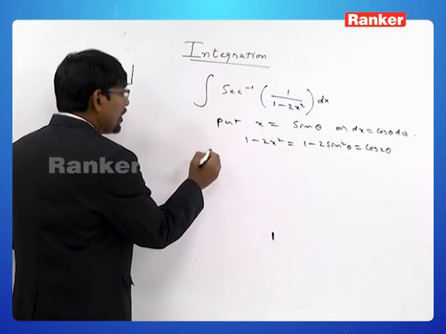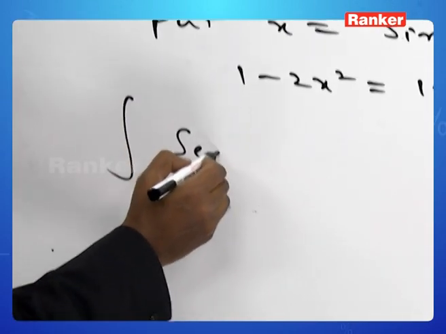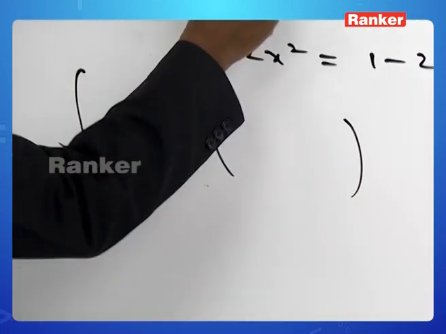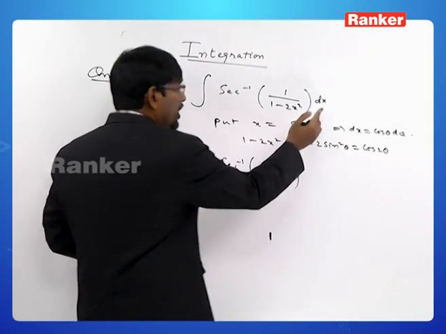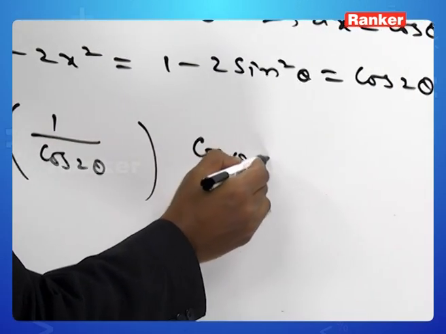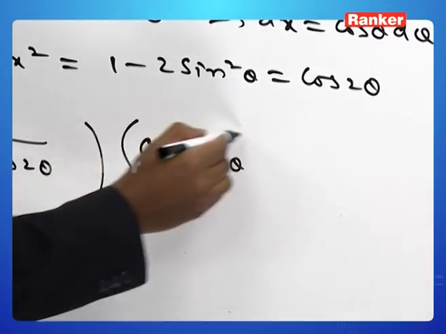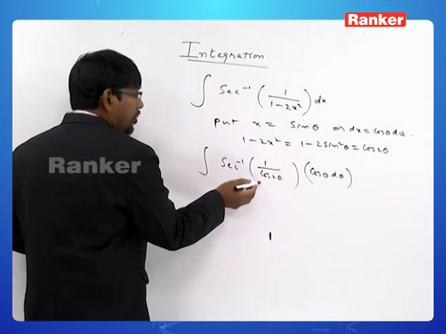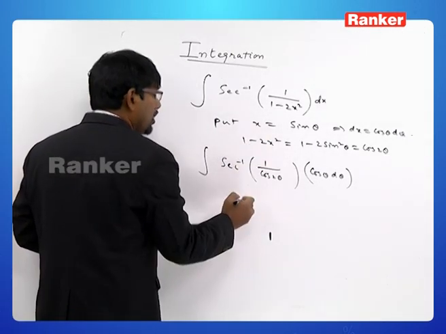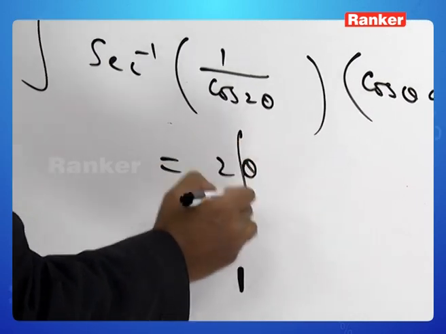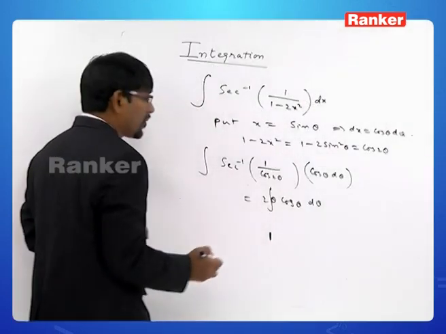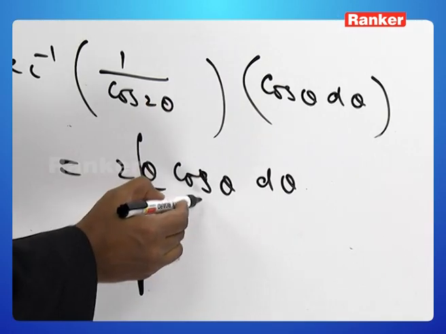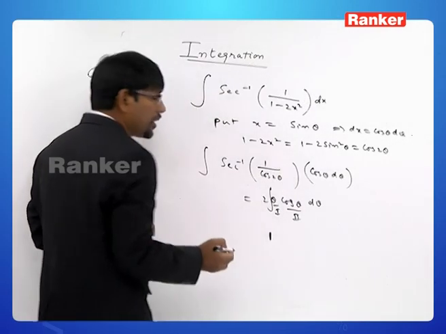Now this integral will turn out to be secant inverse of 1 by cos 2 theta, and what about dx? Cos theta d theta. dx has been replaced. What is this? Secant inverse of secant 2 theta, that is 2 theta. So 2 theta cos theta d theta. Now we can take this as the first function, this as the second function, and go about integrating.